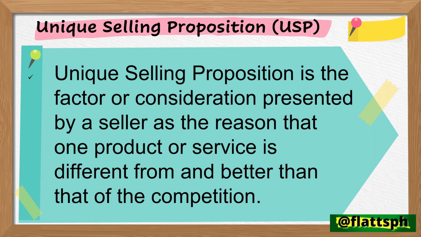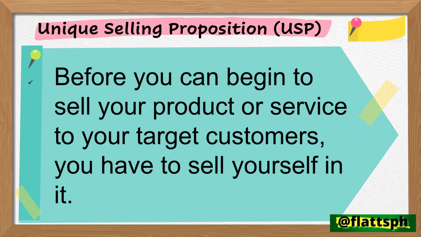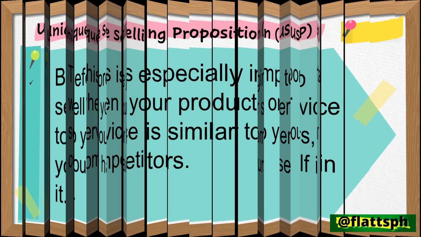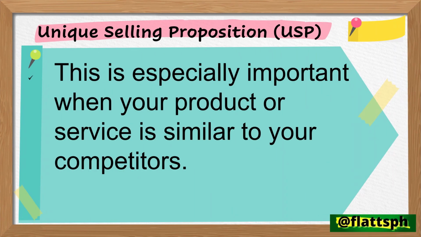What about the so-called USP or unique selling proposition? What does it mean? Unique selling proposition is the factor or consideration presented by a seller as the reason that one product or service is different from and better than that of the competition. So before you can begin to sell your product or service to your target customers, you have to sell yourself in it. And this is especially important when your product or service is similar to your competitors.